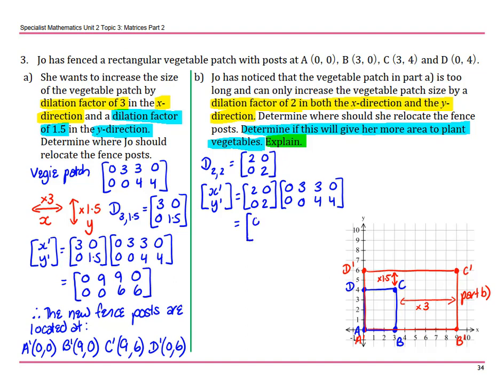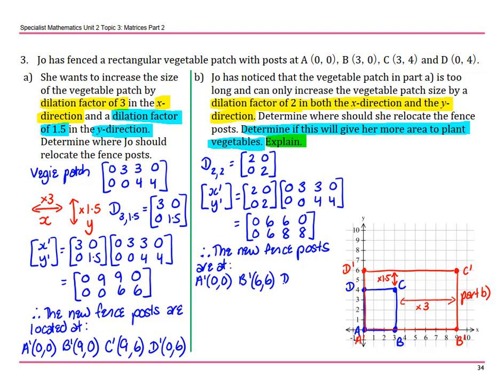Multiply that out. So therefore, the new fence posts are at, for A, 0,0; B, 6,6; D, 6,8; oh, C, that would be... and D is 0,8.